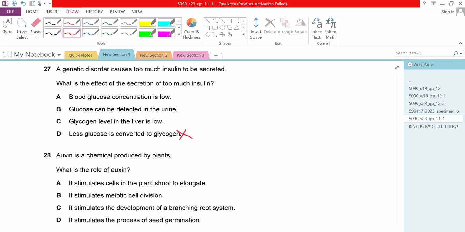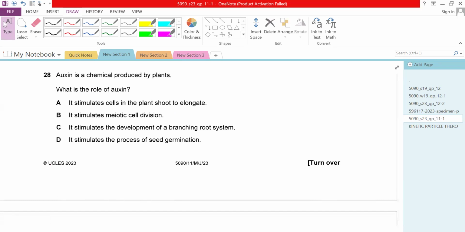So option D would be incorrect. Option C, the glucose level in the liver is low. No. Glucose can be detected in urine. No. Blood glucose concentration is low. Yes. So option A is correct for question number 27. Insulin is released when the blood glucose level is high, so the function of insulin is to reduce the glucose level. When too much is released, the blood glucose level decreases.